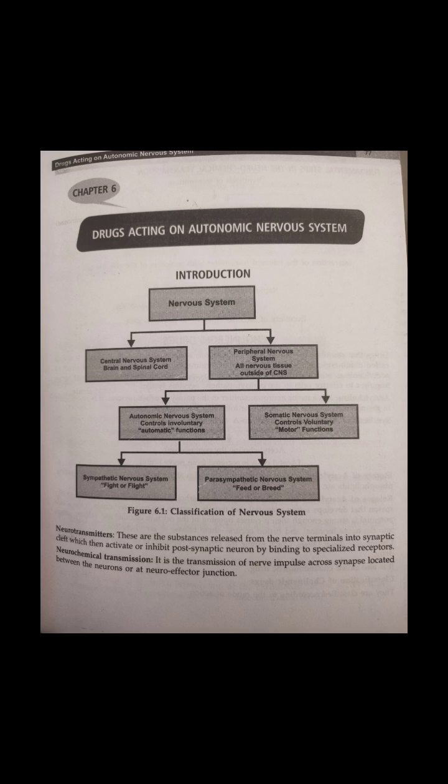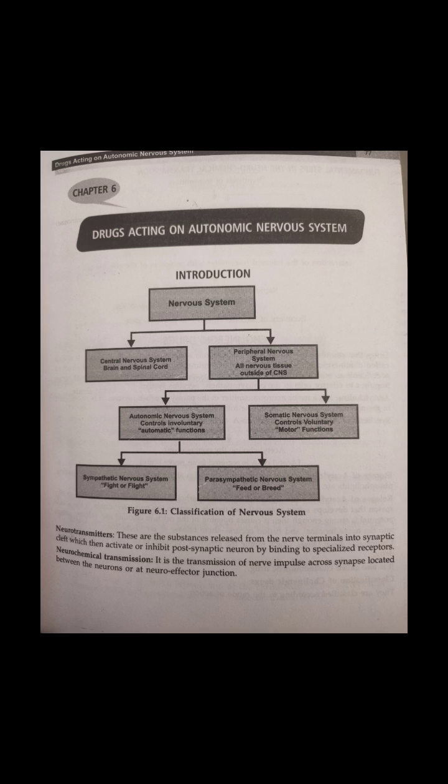The autonomic nervous system is further divided into two types: sympathetic nervous system and parasympathetic nervous system. The sympathetic nervous system is responsible for the fight or flight response, and the parasympathetic nervous system is responsible for feed or breed. Okay.